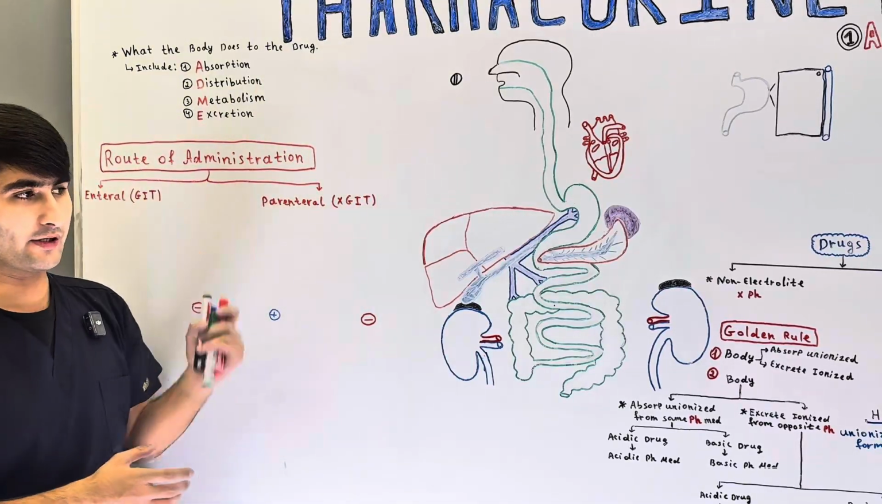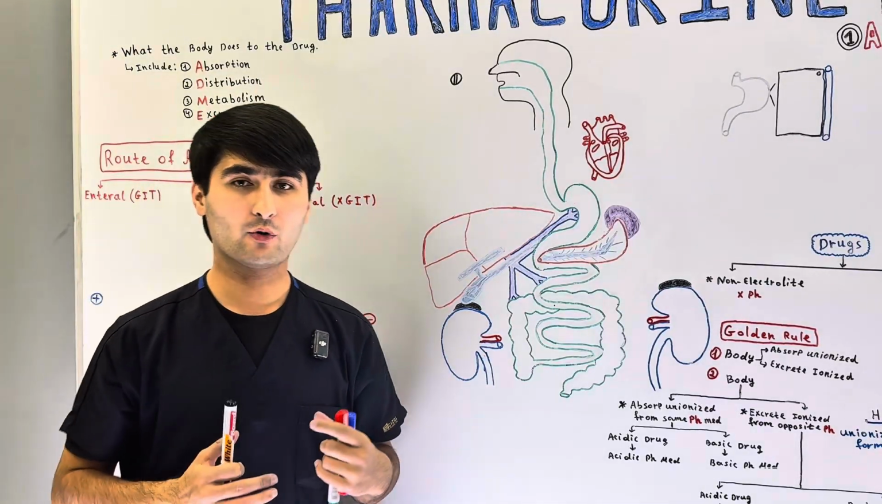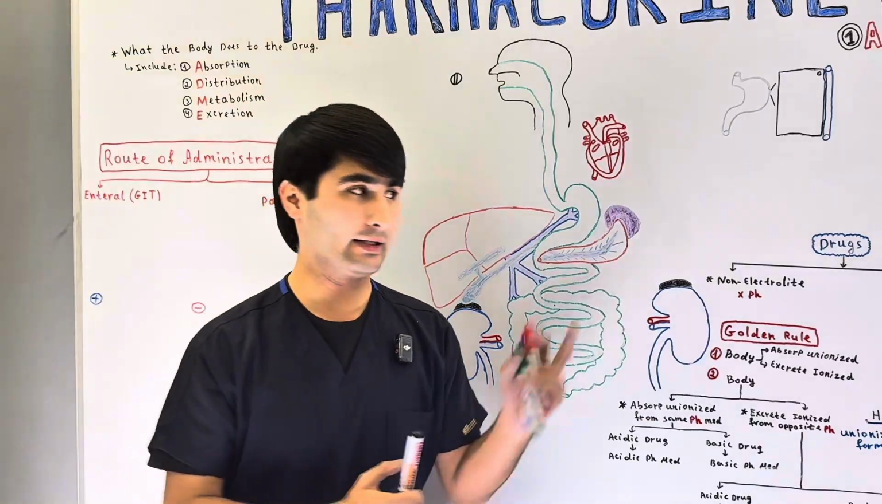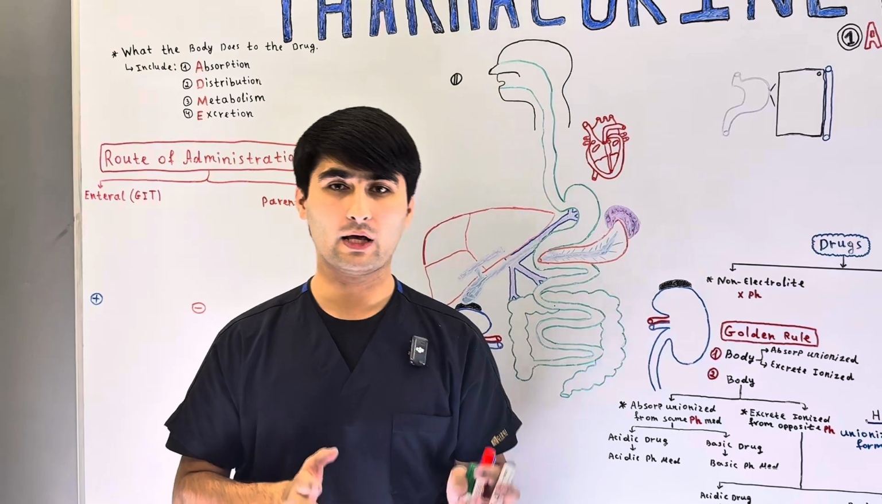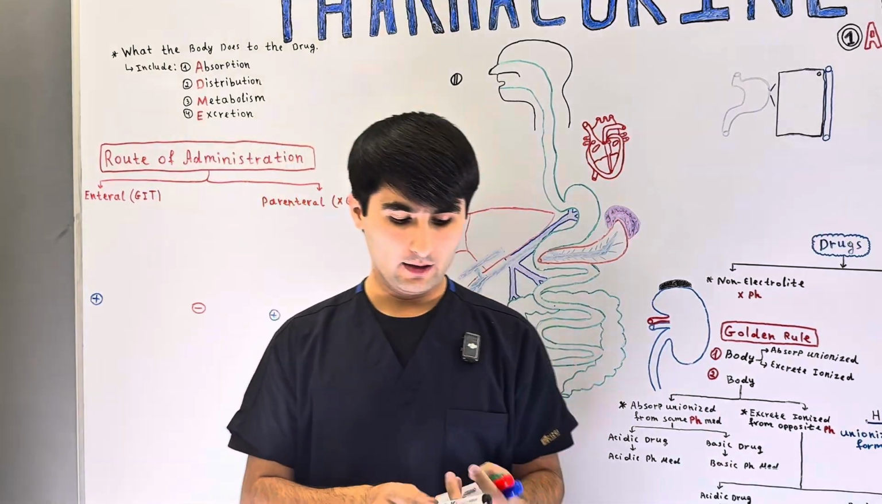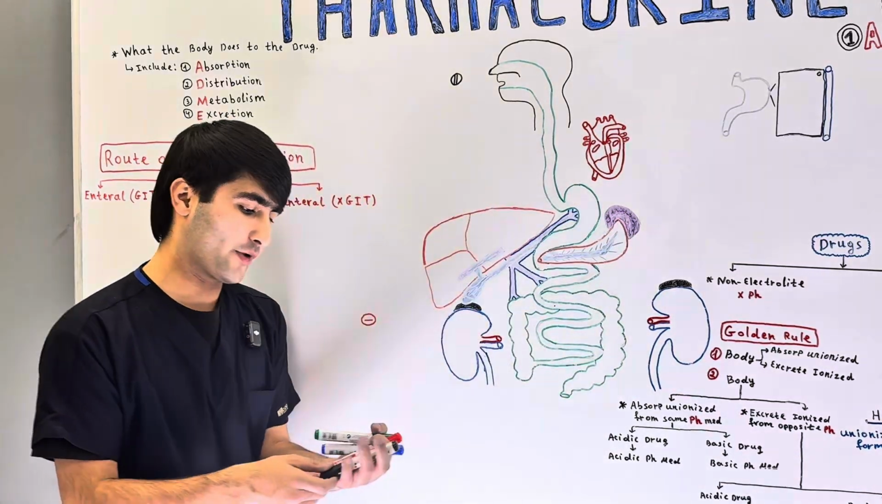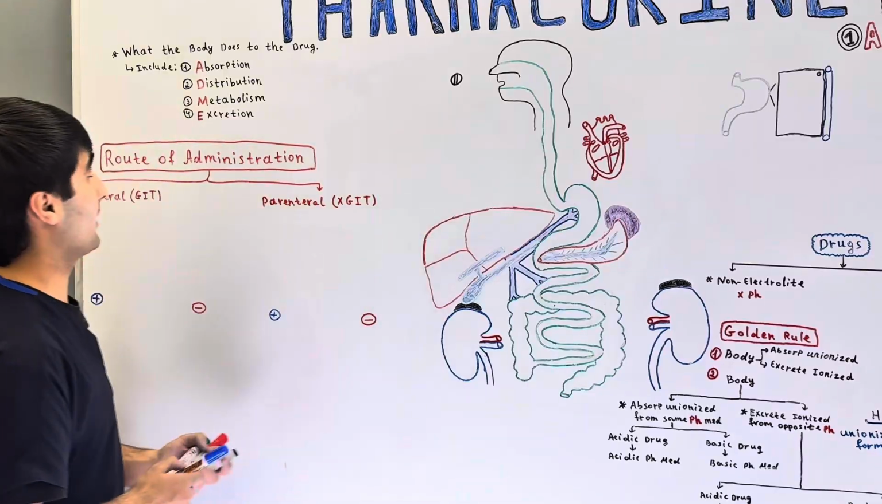Now there are 4 stages as I told you. First of all, I am going to explain all 4 stages in this picture by the general concept. Then we will go into detail about each stage one by one. Let's get started with absorption, which is the first stage of pharmacokinetics.